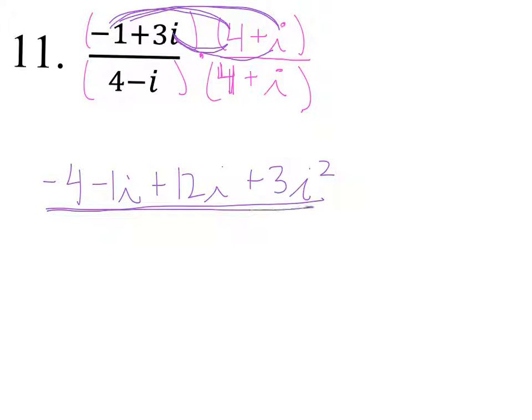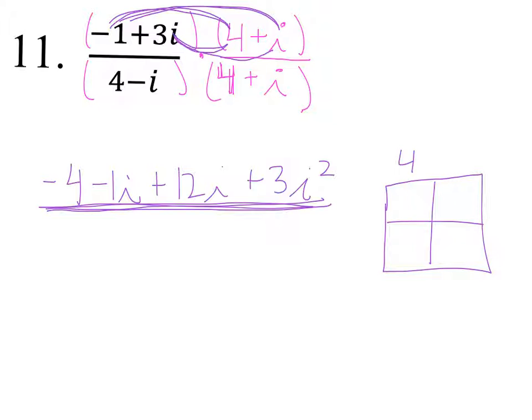I would still highly suggest to write your division bar here. Over to the side, though, I'll do my box method. You can do the box method on both top and bottom if you forget to multiply each term by itself. So here, box method, 4 times 4 is 16. 4 times negative 1 would be negative 4, and then I have an i. 4 times 1 would give me 4, and then I have an i. And negative 1 times 1 would give me negative 1 i squared.